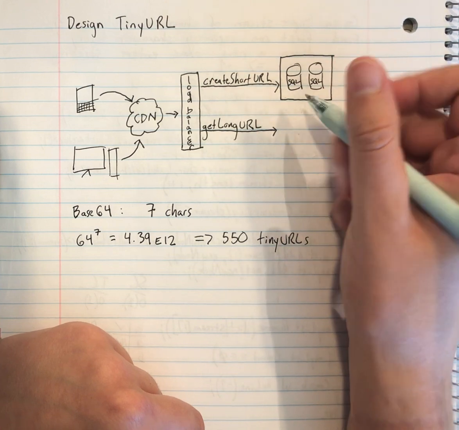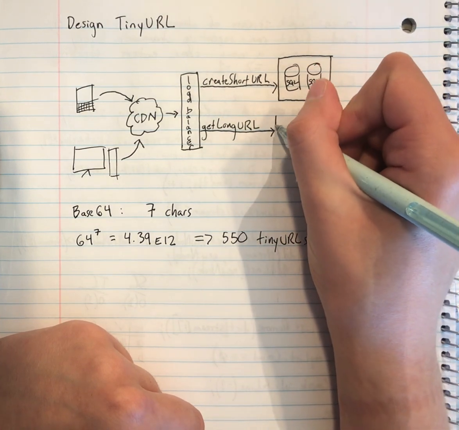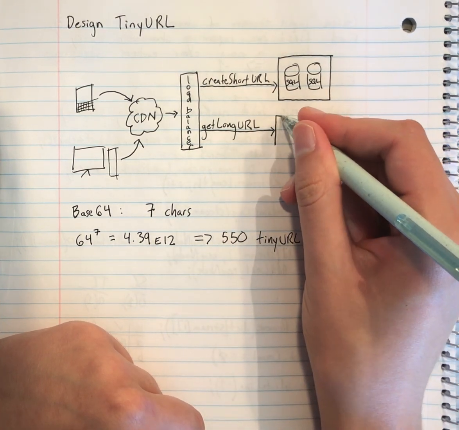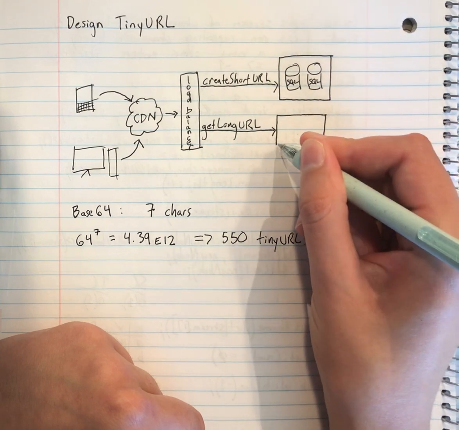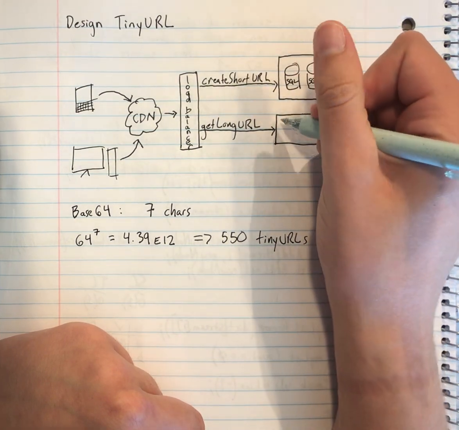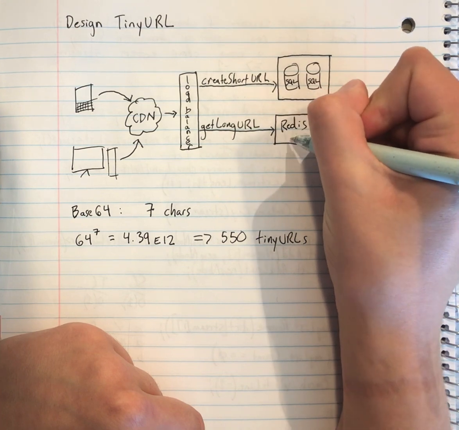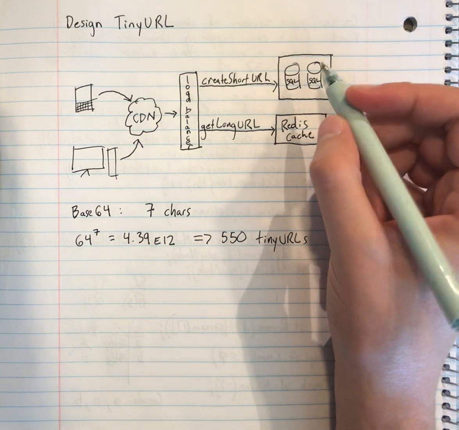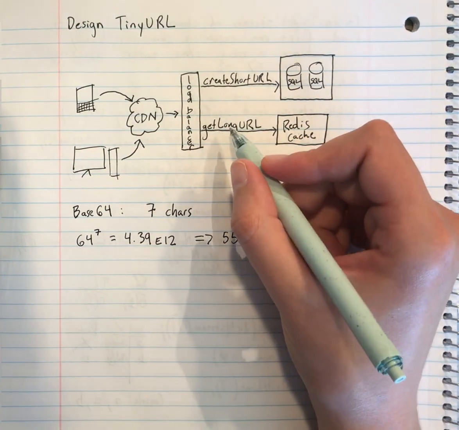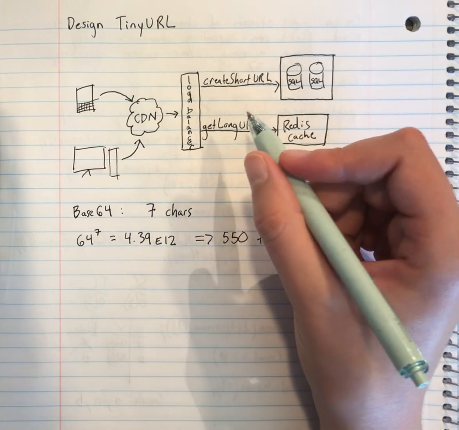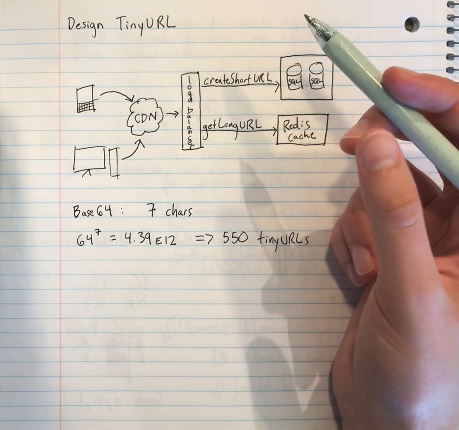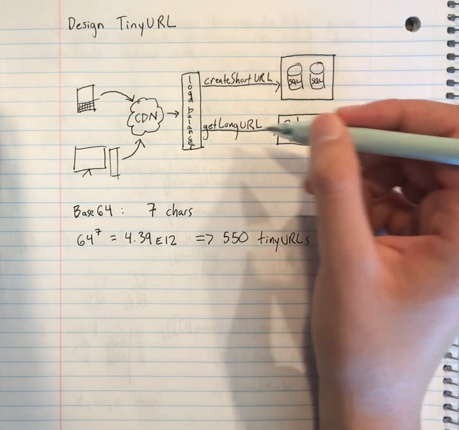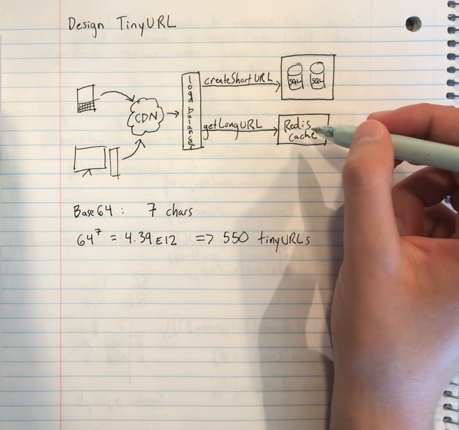So one main part is left, and that's how are we going to get the long URL, right? So I'm going to use Redis Cache. This is the cool part. So let's say I want to get the long URL associated with the short URL because I click on it and I want to go to the website. So I go here, here, here, here, here. Now I'm at Redis Cache.